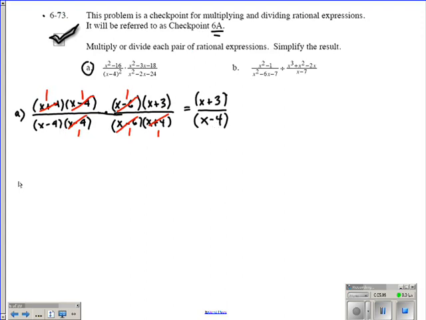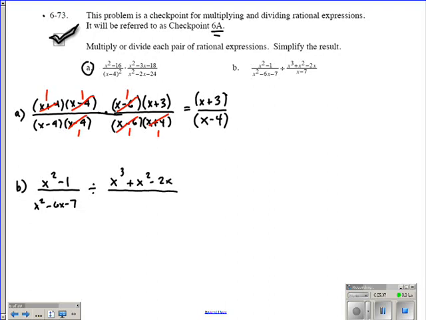Now let's go ahead and look at b. b is going to ask us to divide. We have x squared minus 1 over x squared minus 6x minus 7. And we're going to divide it by x to the third plus x squared minus 2x.